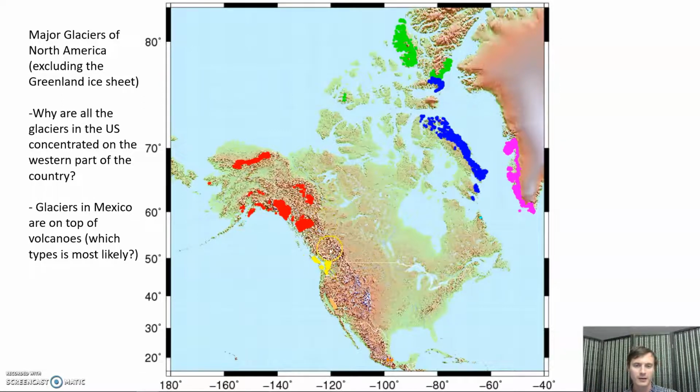And if we look, there are glaciers up here, the Cascadia mountain ranges, higher elevations over here in the Sierra Nevadas, and actually there's some included in Mexico.